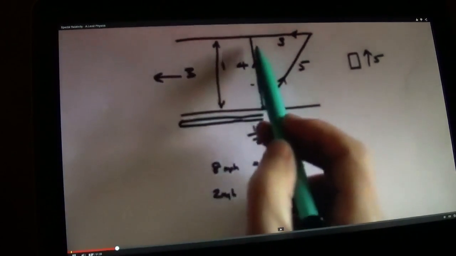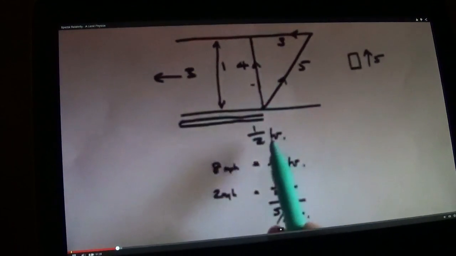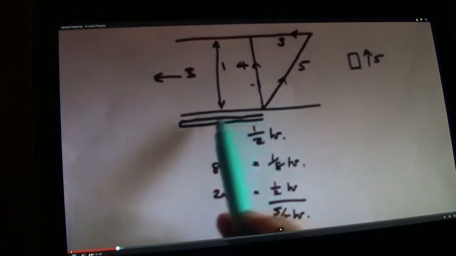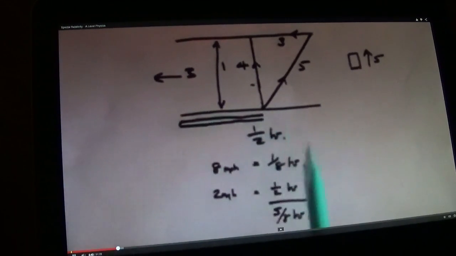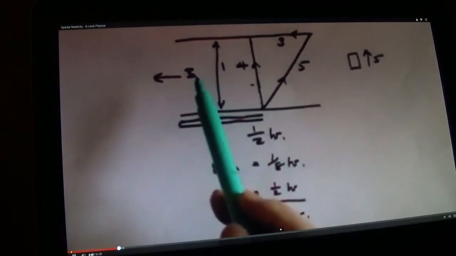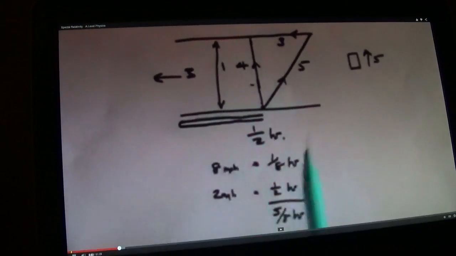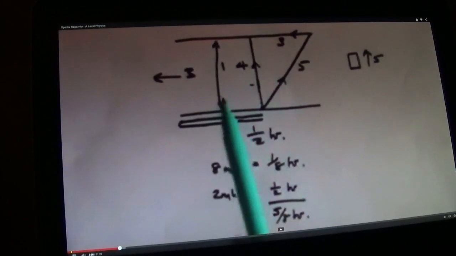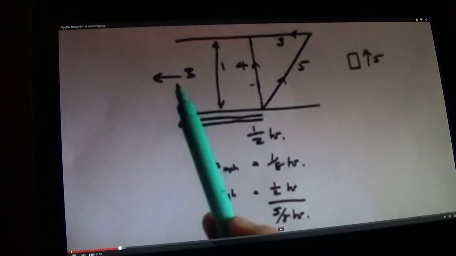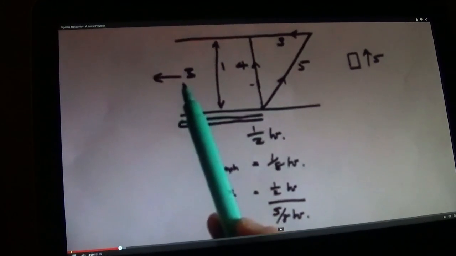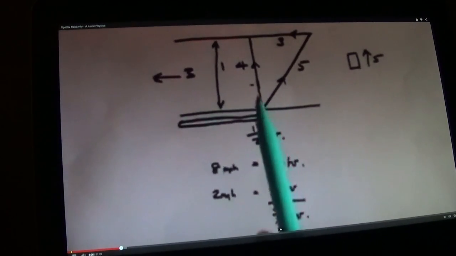When he's going across the river and back, it takes half an hour, but when he goes the same distance downstream and back, it takes 5/8 of an hour. Now, if I hadn't told you that the river was travelling at 3 miles an hour, but I had given you all the rest of this information, you could have calculated that the river was flowing at 3 miles an hour.